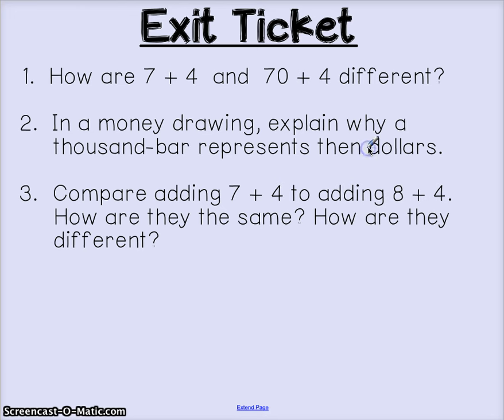Here, let's fix that. I'm glad that we caught that, so it makes sense. So I'm going to reread number 2. In a money drawing, explain why 1,000 bar represents $10. Number 3, compare adding 7 plus 4 to adding 8 plus 4. How are they the same? How are they different? Friends, look for your exit ticket on Schoology.